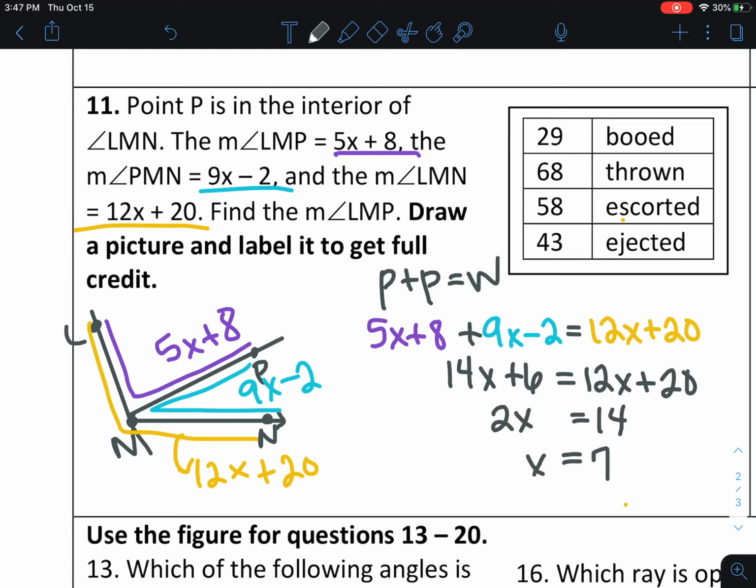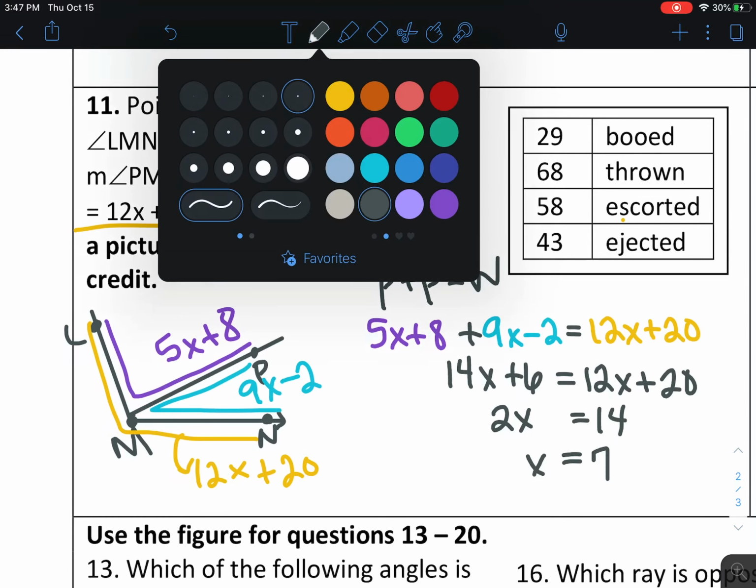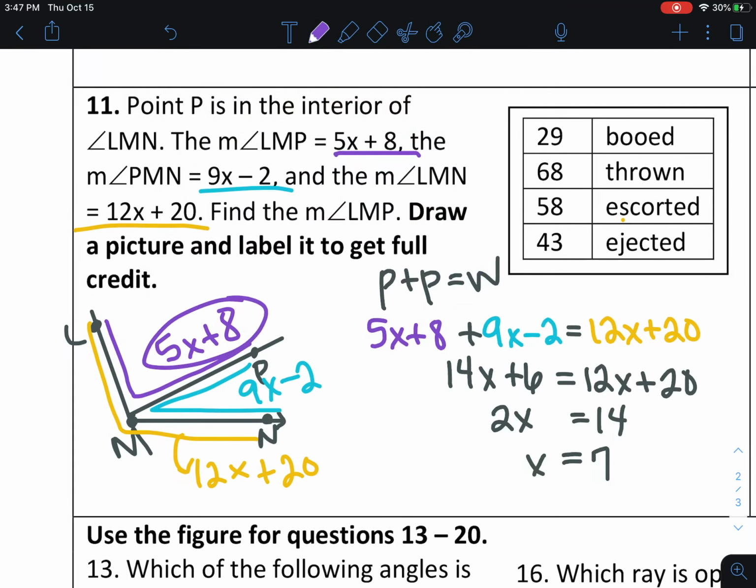All right, so I got x equals 7, so I'm going to go ahead and plug that in. So that's going to be 5 times 7 plus 8, so that's 43 degrees. Then I'm going to plug it into 9x minus 2. So that's 9 times 7 minus 2, which is 61 degrees. And then we have 12 times 7 plus 20. So we're going to see if those other two will equal this one. I think that's like 104.